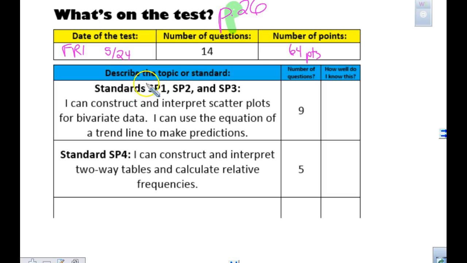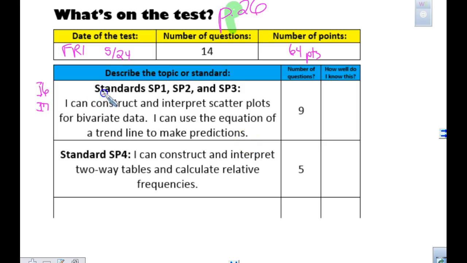Okay? So of the 14 questions, the first 9 are going to be that you can construct and interpret a scatter plot. That's what we just did on the I6. That's what you're going to be looking at on the I7 packet that I gave you, where you can construct and interpret the scatter plot. You are going to be asked to draw a line of best fit, so draw that trend line and make a prediction.